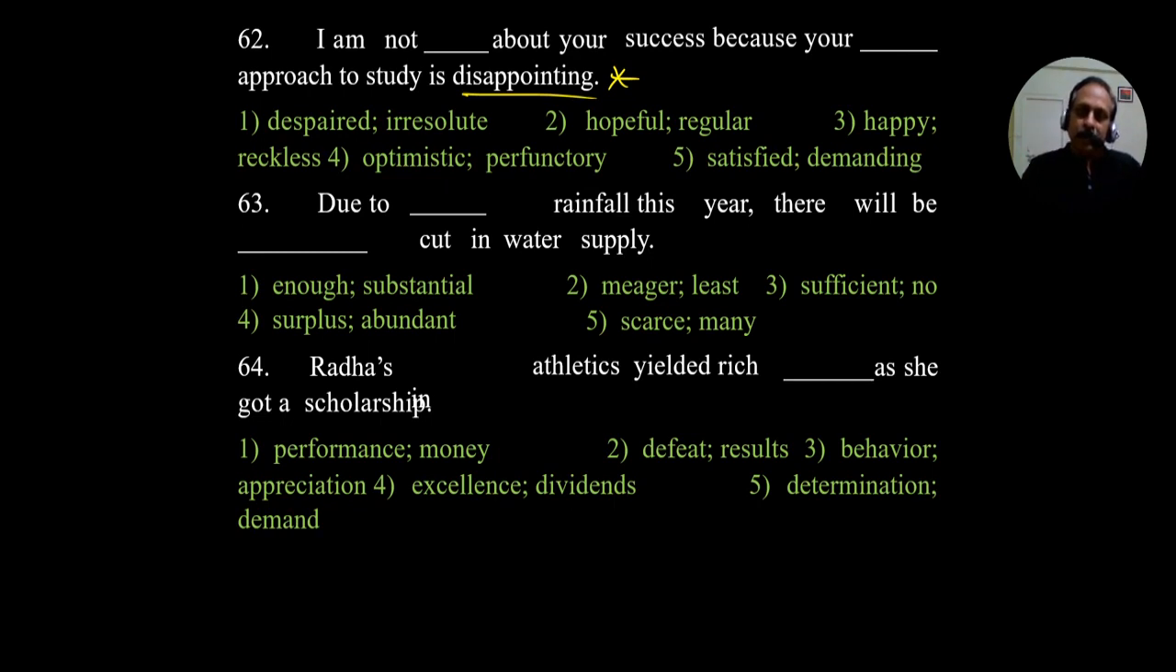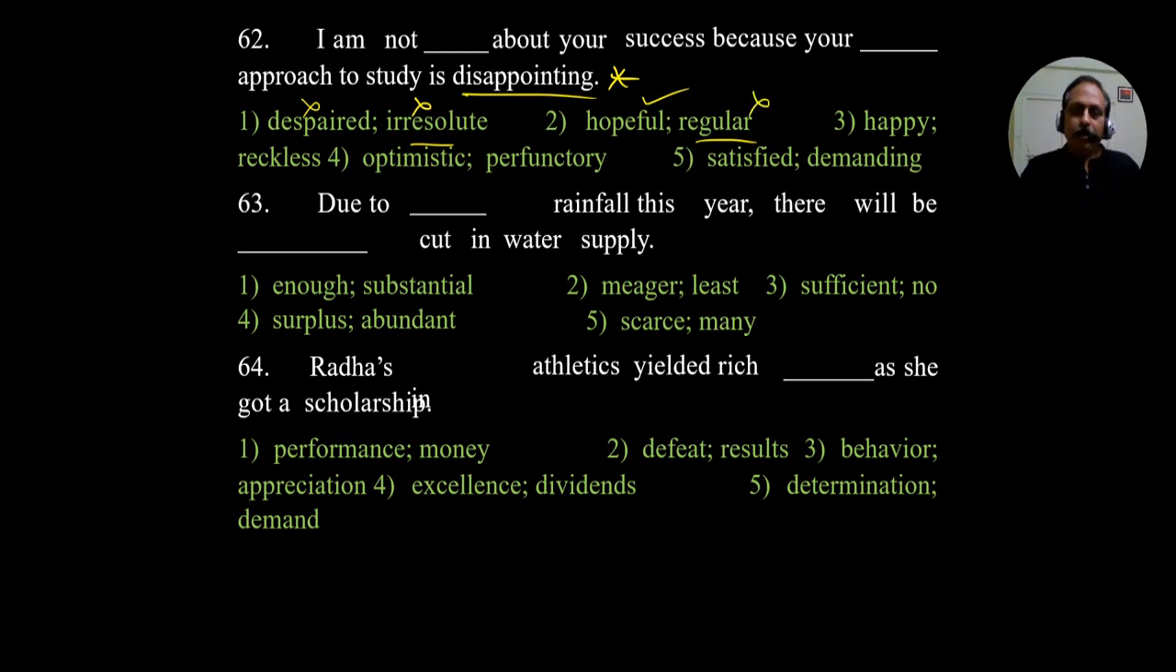Then despair. Despair means loss of hope, no hope as such. Irresolute. Resolute means firm. You take a firm decision, then resolution, resolute. Irresolute is the opposite. I am not despaired about your success. That is not the right word. Your irresolute approach is not relevant here either. I am not hopeful about your success because your regular approach. Hopeful is correct, but regular is not correct.